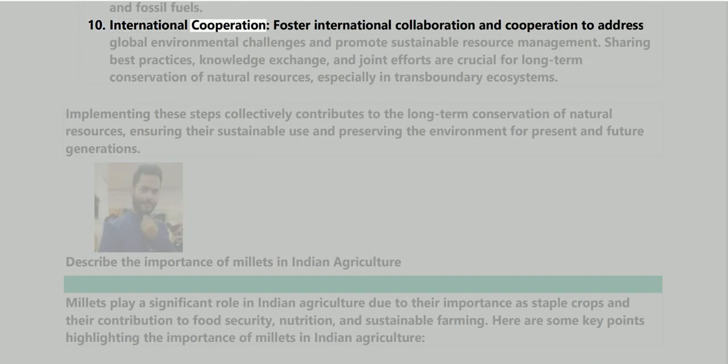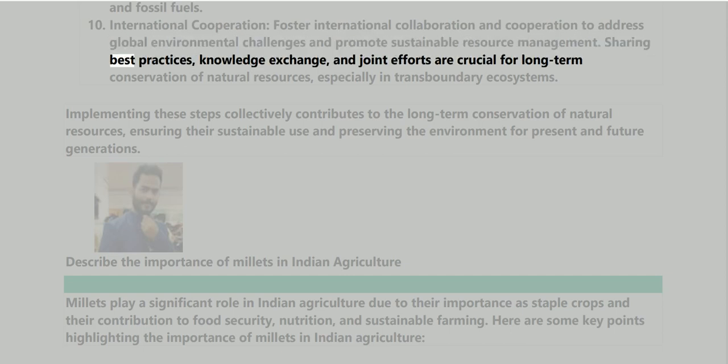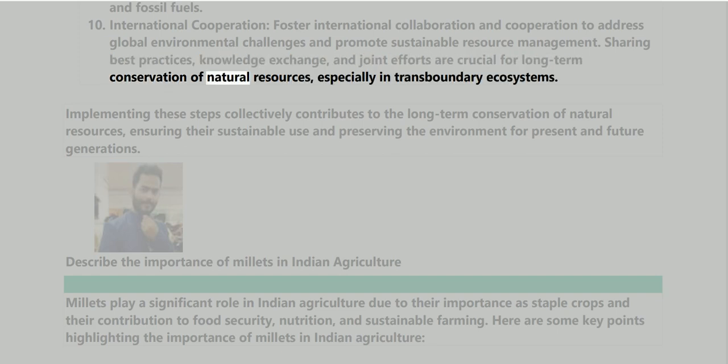10. International cooperation. Foster international collaboration and cooperation to address global environmental challenges and promote sustainable resource management. Sharing best practices, knowledge exchange, and joint efforts are crucial for long-term conservation of natural resources, especially in transboundary ecosystems.